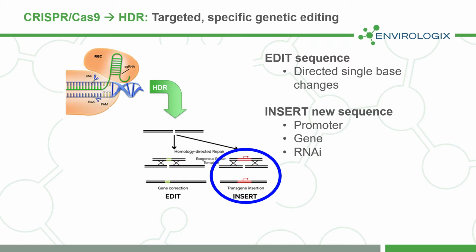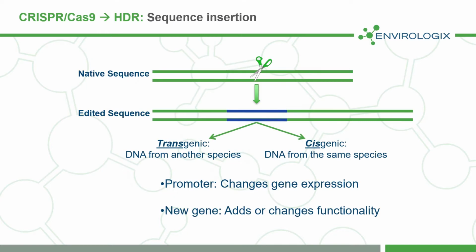So sequence insertion, the other possibility from homology-directed repair. So that's taking the native sequence, making the cut, and the repair introduces a much larger block of new sequence. So that's that whole blue chunk. So that could be that blue new DNA, could be transgenic, so DNA from another species, or it could be cisgenic, DNA from the same species. Again, this could be a promoter that changes gene expression, or it could be a whole new gene that adds or changes functionality.